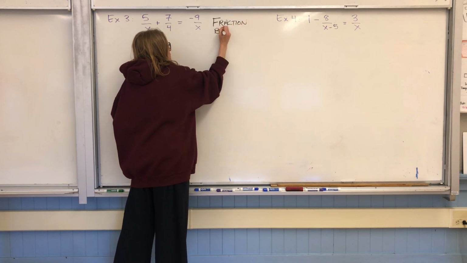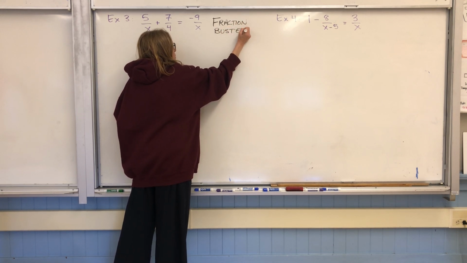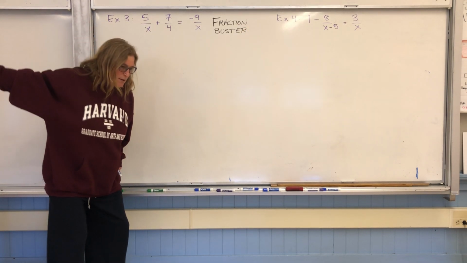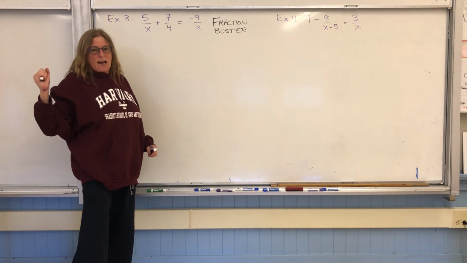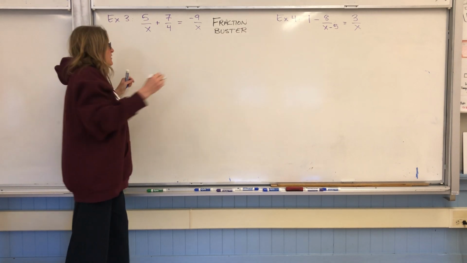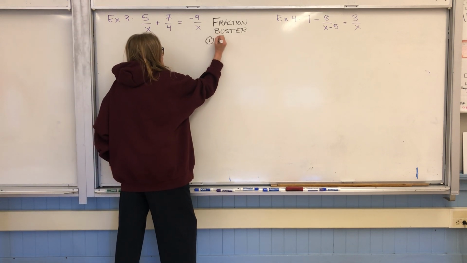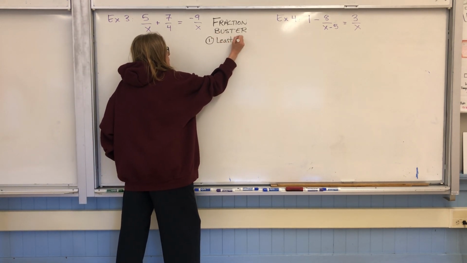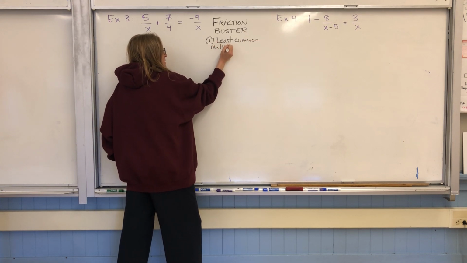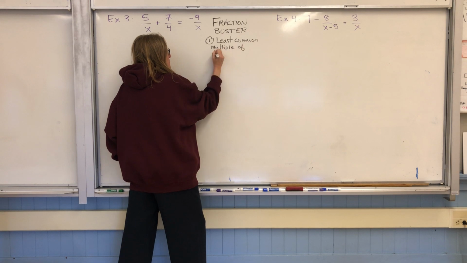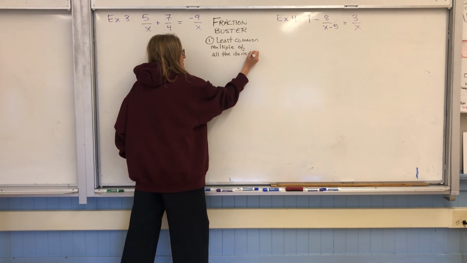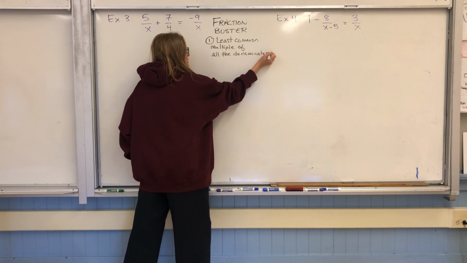Okay, and you might have heard about this in your Algebra 1 class. A fraction buster is kind of like a dust buster. Like dust busters just come and take dirt off the floor, right? Well, we're going to sweep denominators away here. So first thing we want to do is find the least common multiple of the denominators. So that's our first step.